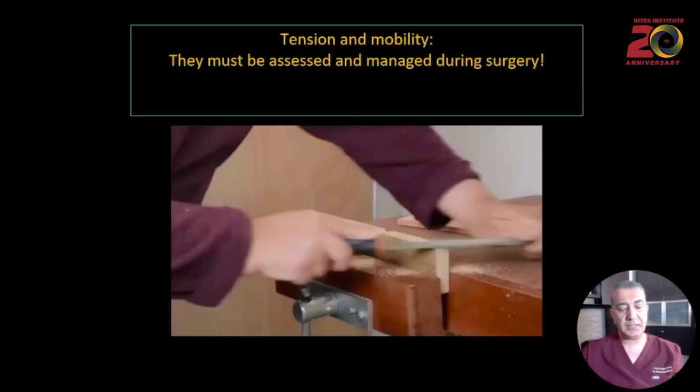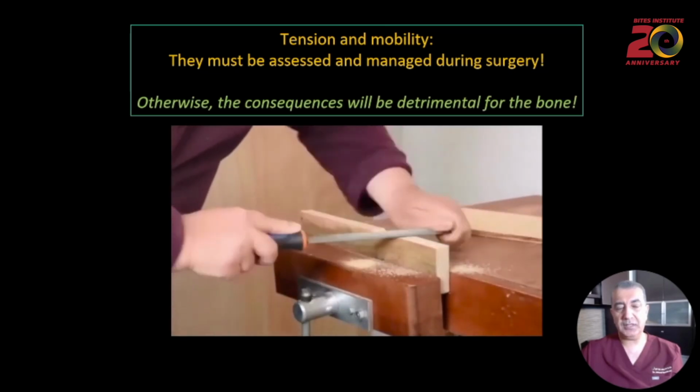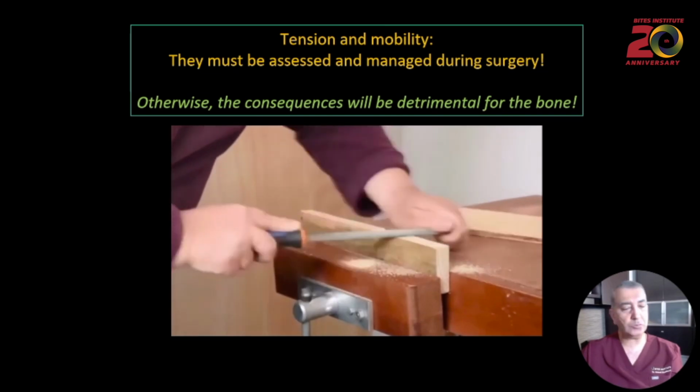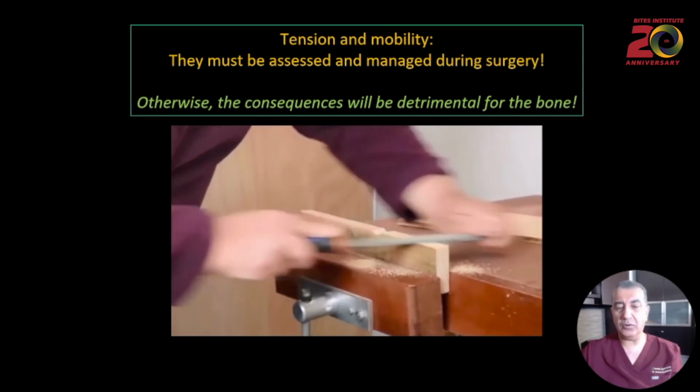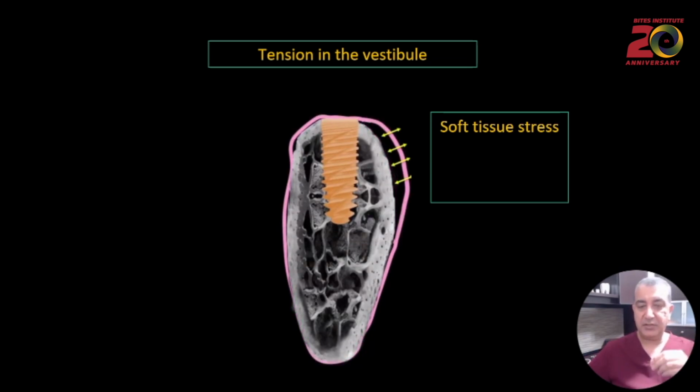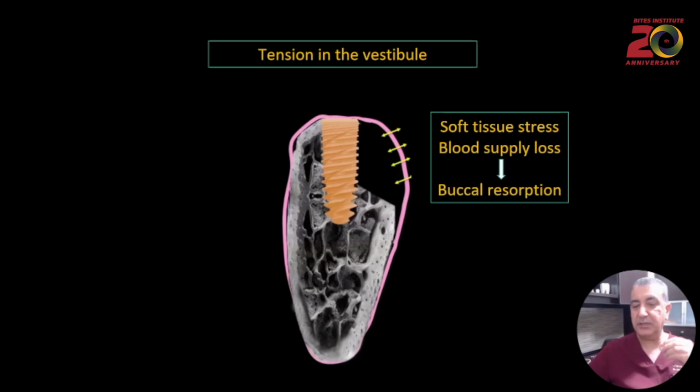Now we understand that tension and mobility must be assessed and managed during surgery. Otherwise, the consequences will be detrimental for the bone. It will work like a crater on the wound. So one of the most important parts is when we have tension in the vestibule and there will be soft tissue stress which leads to blood supply loss. And then the end result will be buccal bone resorption, which we often see on the buccal zone.